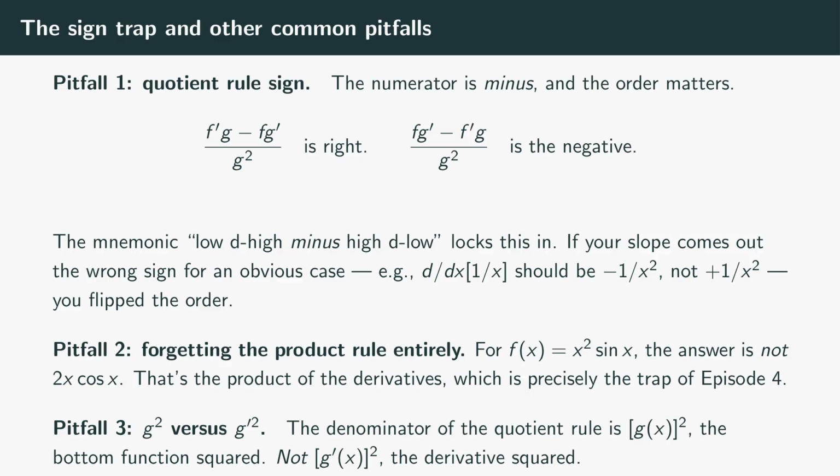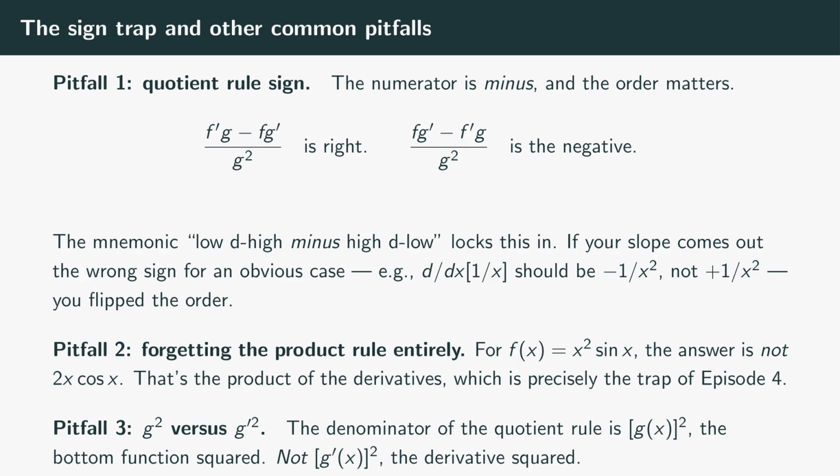Pitfall 2, forgetting the product rule entirely and writing, say, the derivative of x squared sine x as 2x cosine x. That's the product of the derivatives, flatly forbidden by last episode's pitfall slide. The right answer always has two terms, one with a prime on each factor. Pitfall 3. The denominator of the quotient rule is the original bottom function squared, not the derivative squared. In our second example, the denominator was x minus 3 squared, not 1 squared. Confusing the two silently inflates your answer.